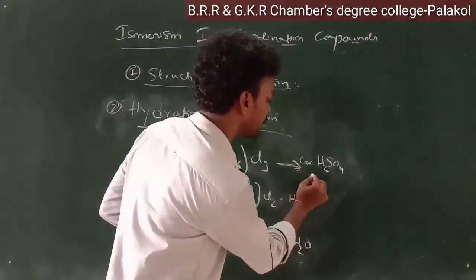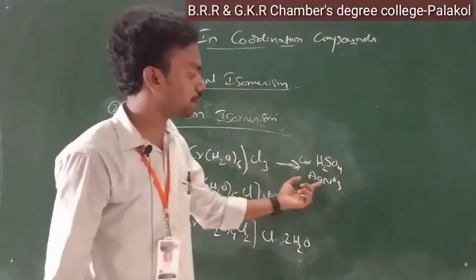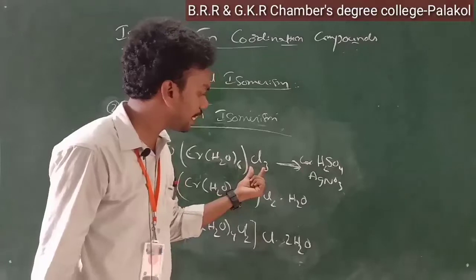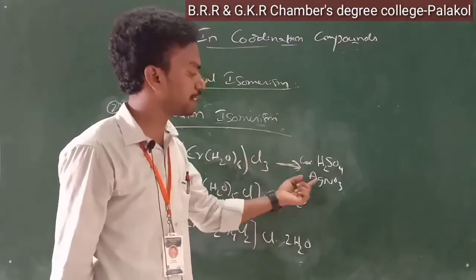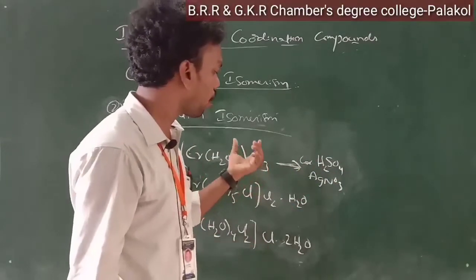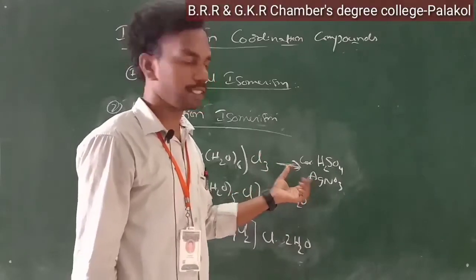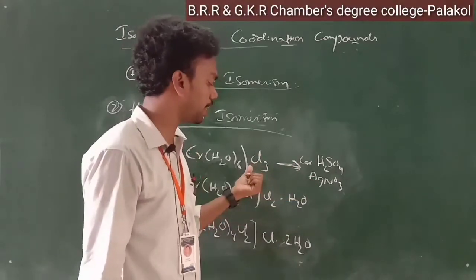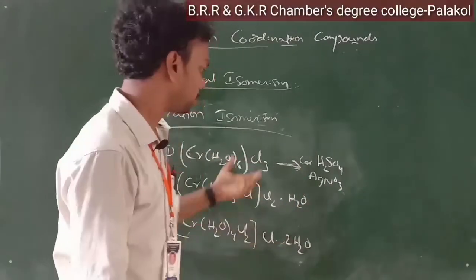Next, AgNO3. When this complex solution is treated with AgNO3 solution, the 3 Cl minus ions are available. So these 3 Cl minus react with Ag plus and form AgCl precipitate. That means the number of chloride ions available to precipitate with Ag plus is 3. So 3 chloride ions react with Ag plus and form AgCl precipitate, right?